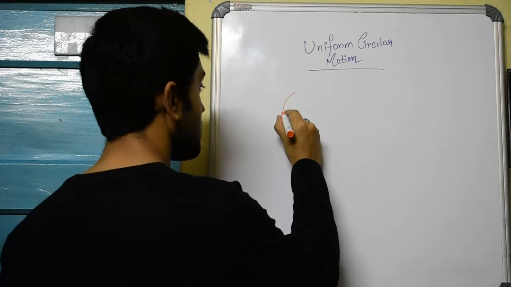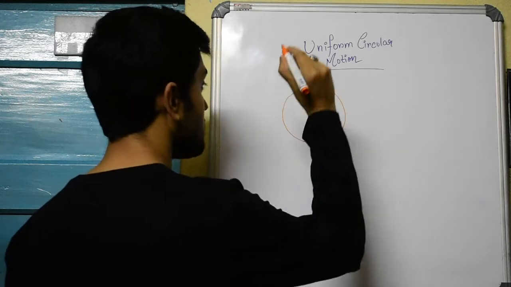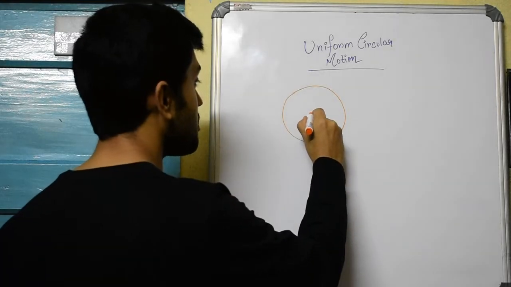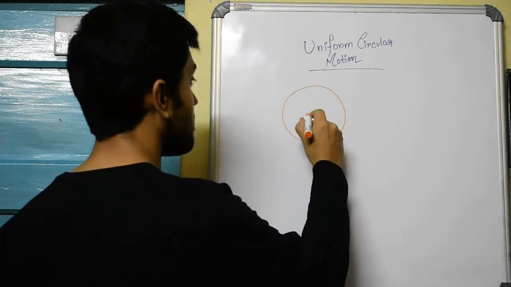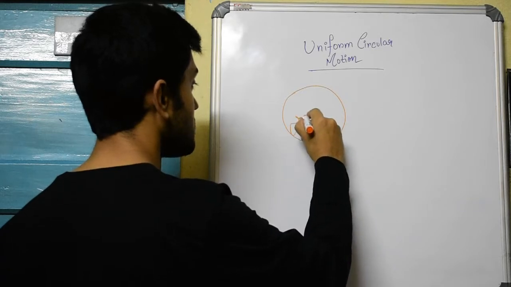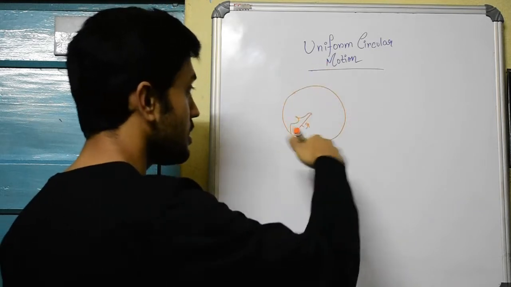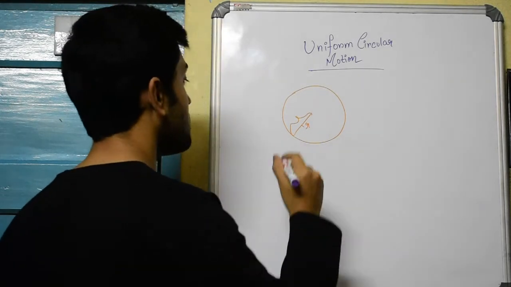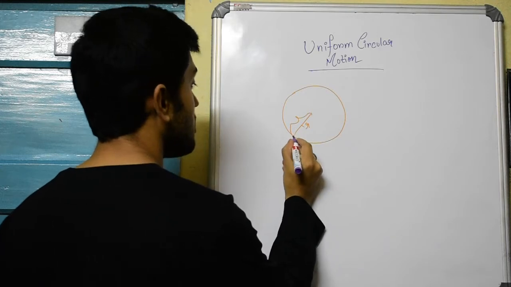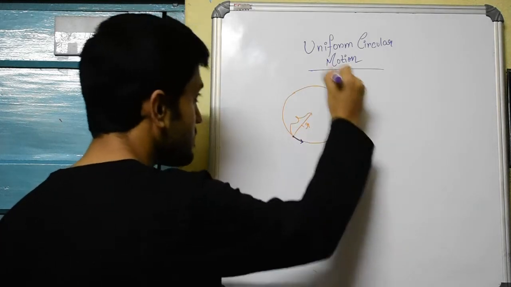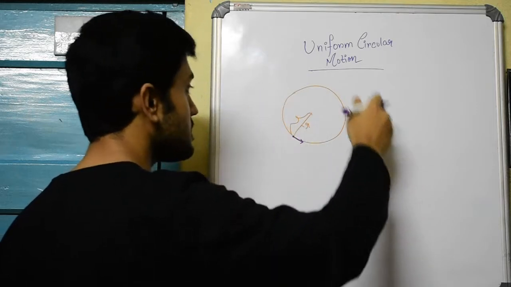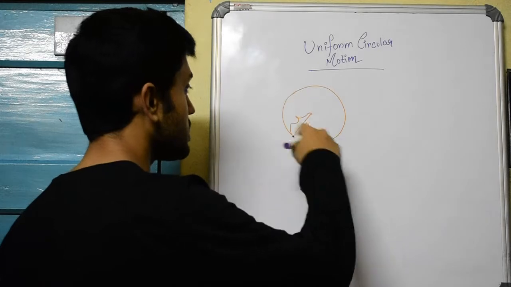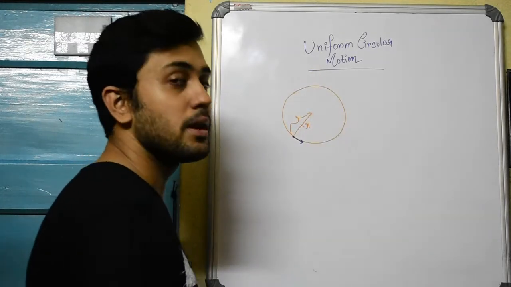So, suppose there is a circular path. This is not a perfect circle, but let us just assume this is a perfectly circular path, this being the center of that path. And suppose that this distance r is the radius of this circle. And then there is a particle here. The particle is moving in this direction, so that basically means that it is moving in an anti-clockwise direction along this circle, which has got a radius r.